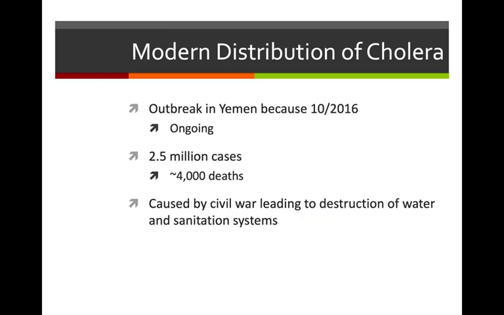There is a current outbreak in Yemen. As of October of 2016, it's led to 2.5 million cases and 4,000 deaths. The issue here in Yemen is that there's been a civil war, and that has led to destruction of their water and sanitation systems. So Yemen actually had infrastructure to prevent cholera, but because of the civil war, the unrest, and the destruction of their water and sanitation systems, cholera was able to take hold and has affected millions of people.